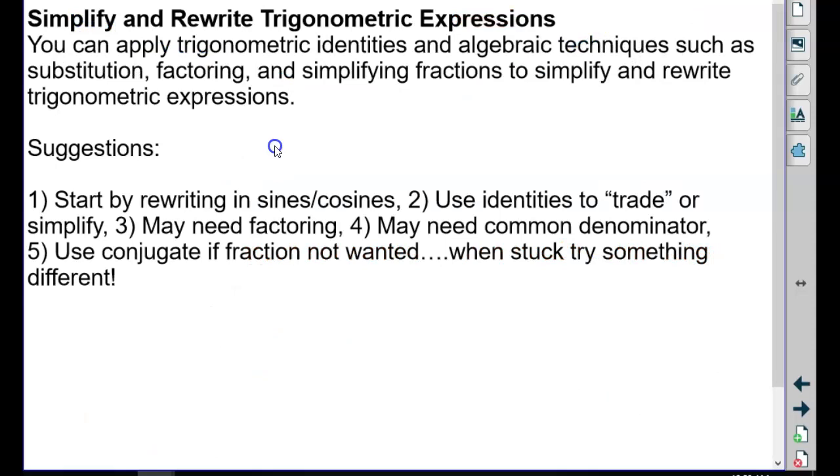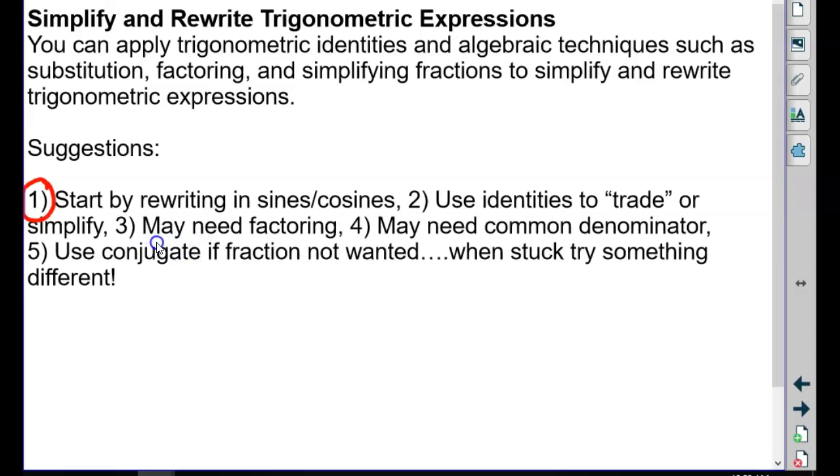All right, so when you get to this part where you have to simplify and rewrite trig expressions, you can use your whole toolbox of things. You can use substitution, factoring, simplifying fractions, rewriting. We usually encourage students to rewrite in terms of sines and cosines, as most of us don't like secants, cosecants, etc. Use identities to trade or simplify. If there's any squareds and addition in there or subtraction, look for Pythagorean identities.